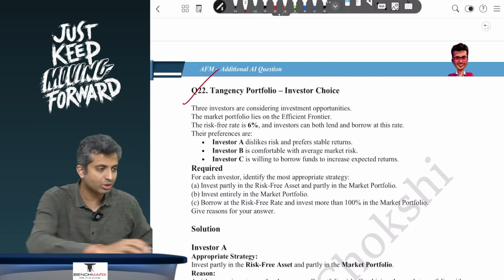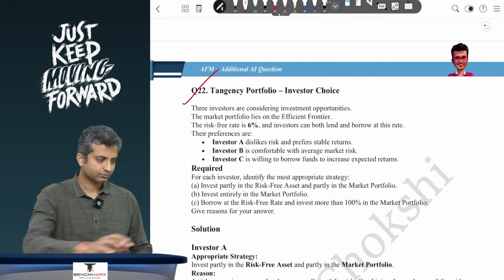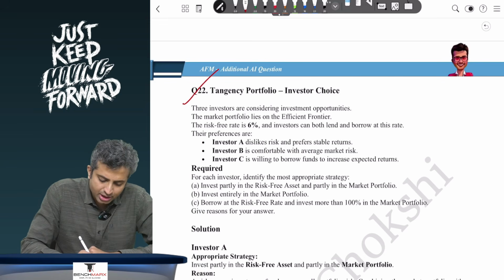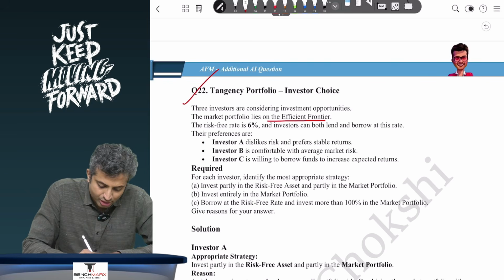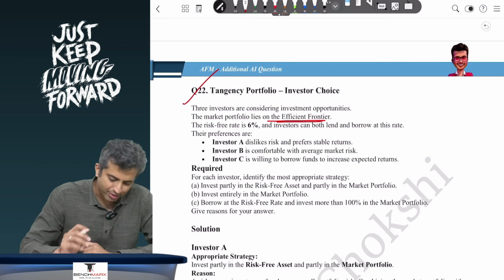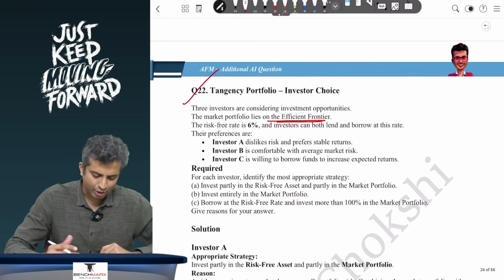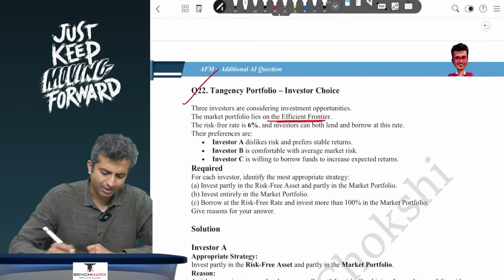This is pertaining to the Tangency portfolio. So let us try to select. Three investors are considering investment opportunities. The market portfolio lies on the efficient frontier. Okay, before this, maybe we'll have to discuss that capital market line concept. Only then will we be able to apply it.